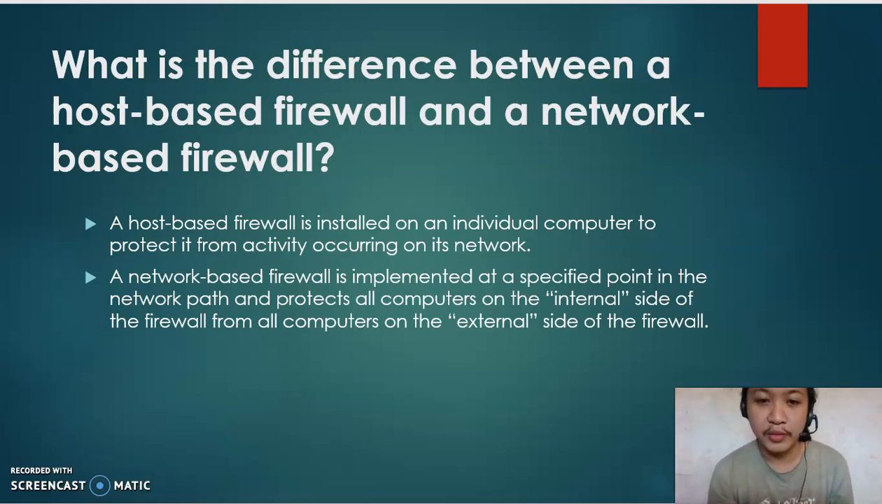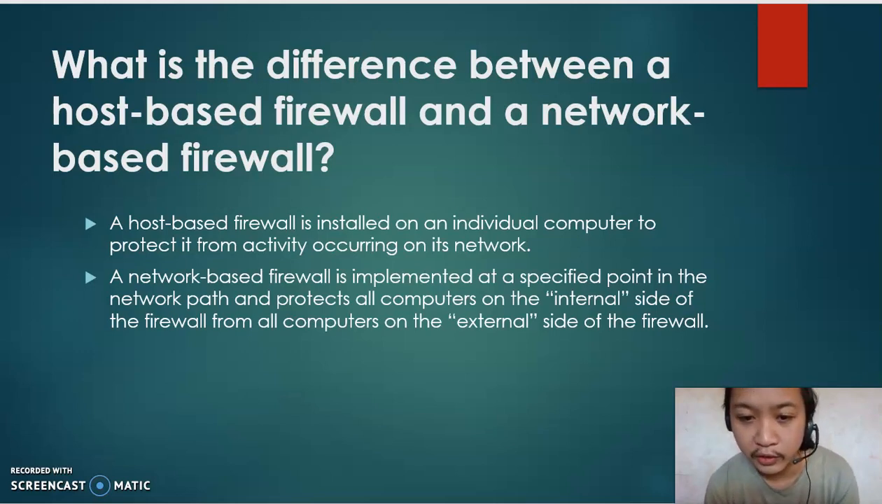So basically, the host-based firewall is installed on the individual computer. It is basically a home use firewall, a personal firewall within the current network. We can assume that we use firewalls just like antiviruses. Antiviruses have built-in firewalls within their function, like Norton, Kaspersky, Total AV, Avast, AVG. These softwares have firewalls in them.